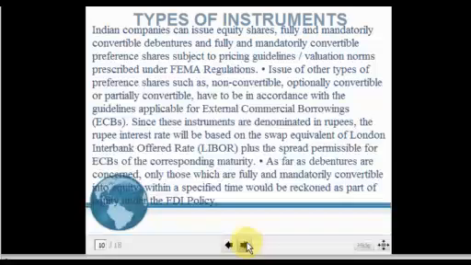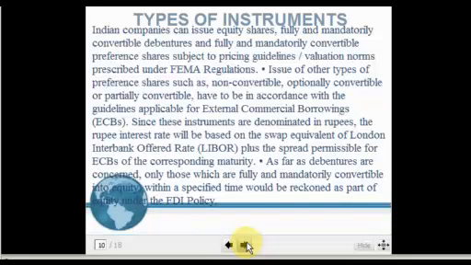Now in order to attract FDI, we would like to discuss the types of instruments allowed. Indian companies can issue equity shares, fully and mandatorily convertible debentures and fully and mandatorily convertible preference shares, subject to pricing guidelines and valuation norms prescribed under FEMA regulations. Issue of other types of preference shares such as non-convertible, optionally convertible or partially convertible have to be in accordance with the guidelines applicable for external commercial borrowings.